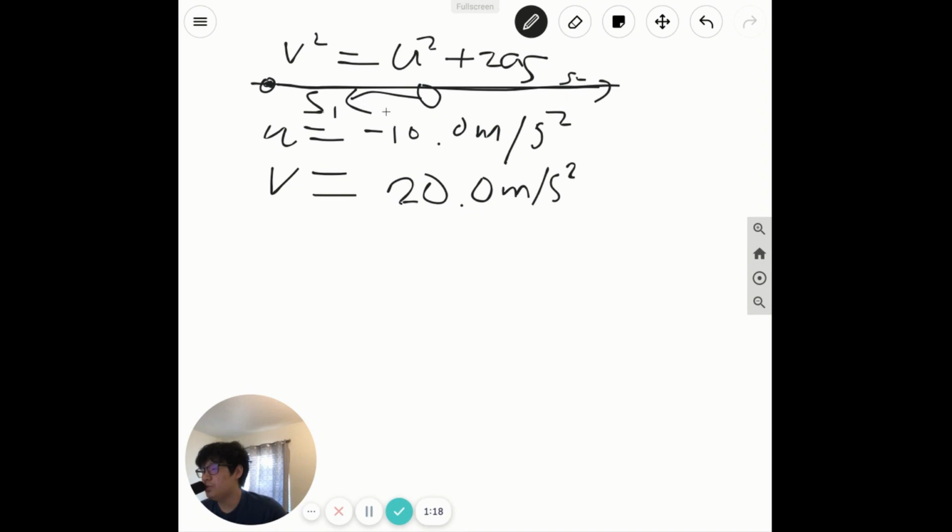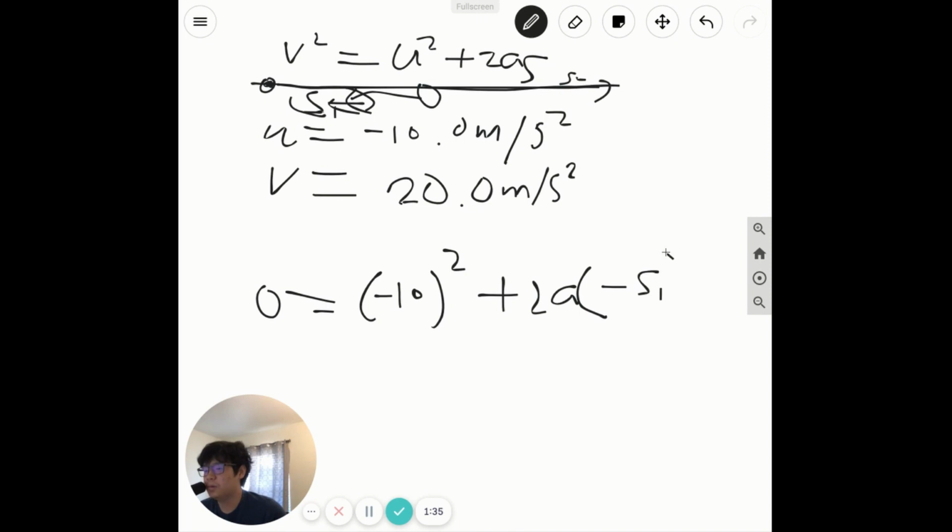So since we know the Suvat equation, and s1's final velocity is 0, so 0 is equal to u, negative 10 squared plus 2a, and then since it's going this way, it has to be negative s1, and then we get negative 100, and since it's negative 50, so s1 is 2, so it's 50a over s1. Okay, so 50 over a is equal to s1.